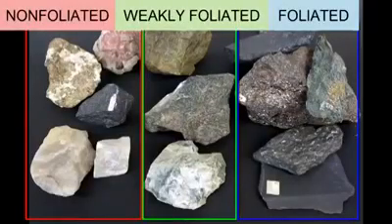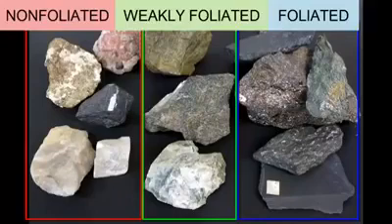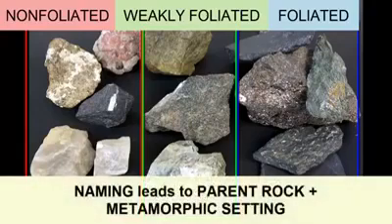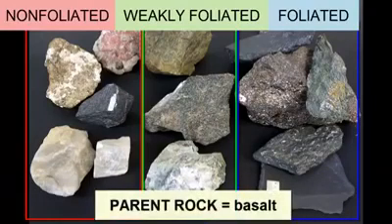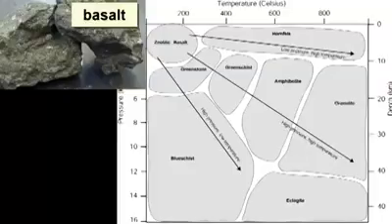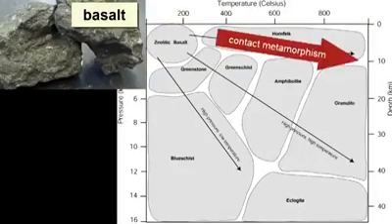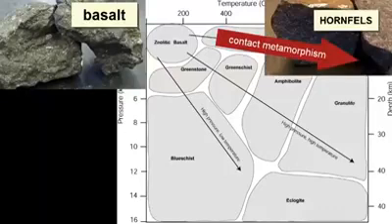So looking at these rocks again all together, we see that with metamorphic rocks in particular, the identification and naming process leads directly to the parent rock and metamorphic formation setting. Once you name a metamorphic rock, you can learn quite a lot about its formation history. For example, which of these rocks has basalt as a parent rock? If basalt is placed in a contact metamorphic setting, it turns to hornfels.